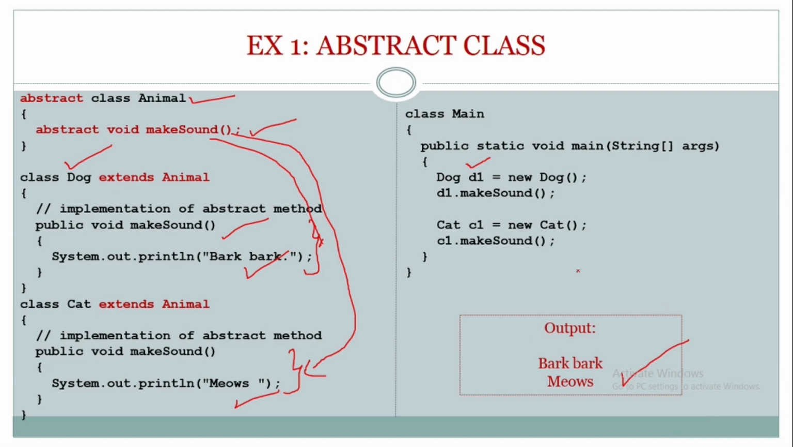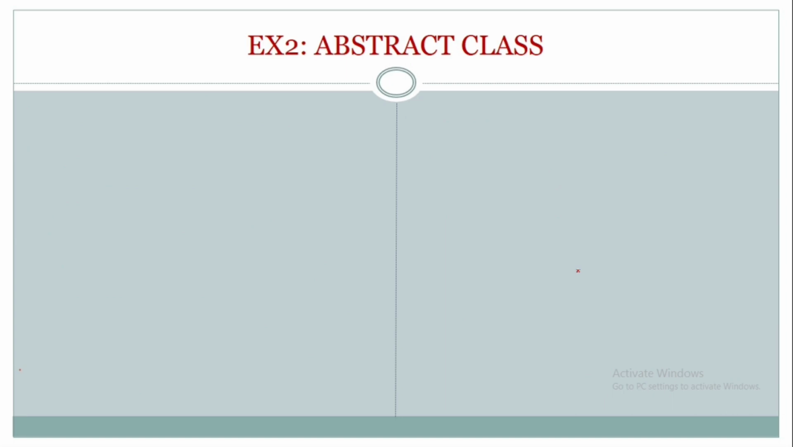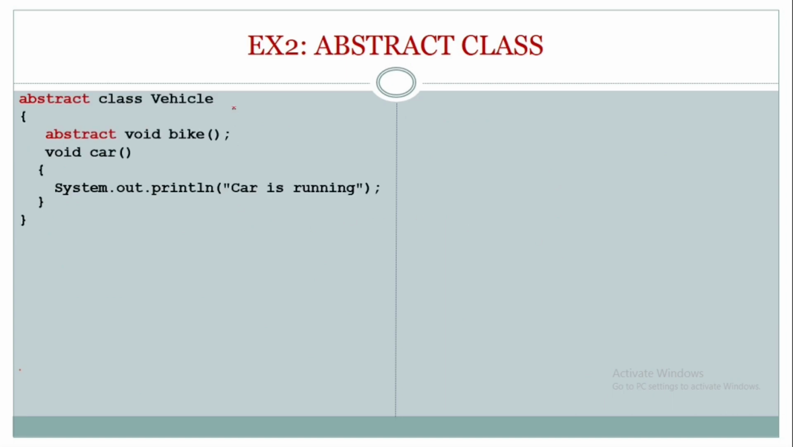Now let us understand abstract methods with one more example. I will create a class Vehicle, and the class Vehicle has an abstract method called bike. It also has a concrete method called void car. What do you mean by a concrete method? A concrete method means a method which has a definition.